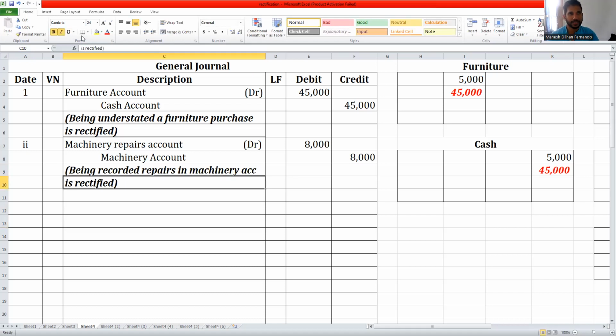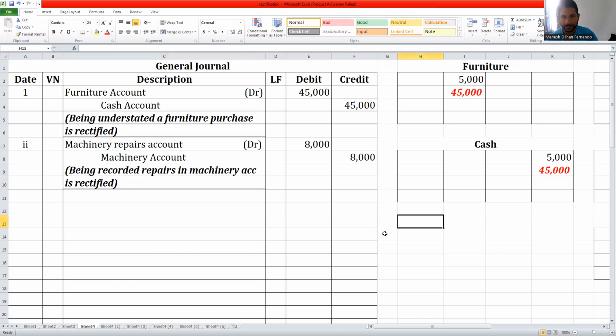Here we have the narration. තේරෙන්නේ නැද පිටි? හොඳයි.